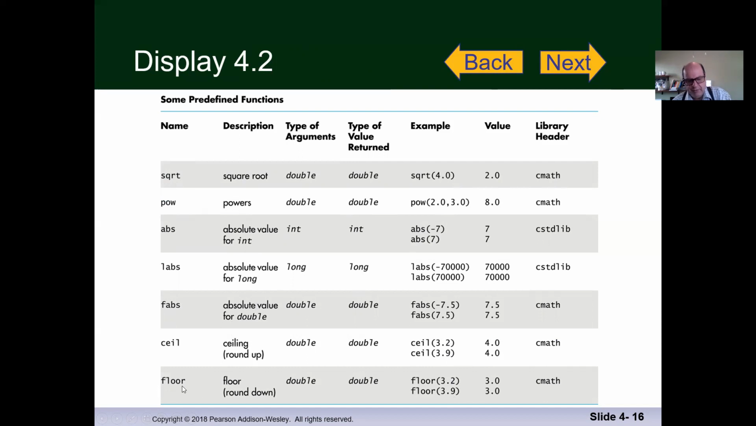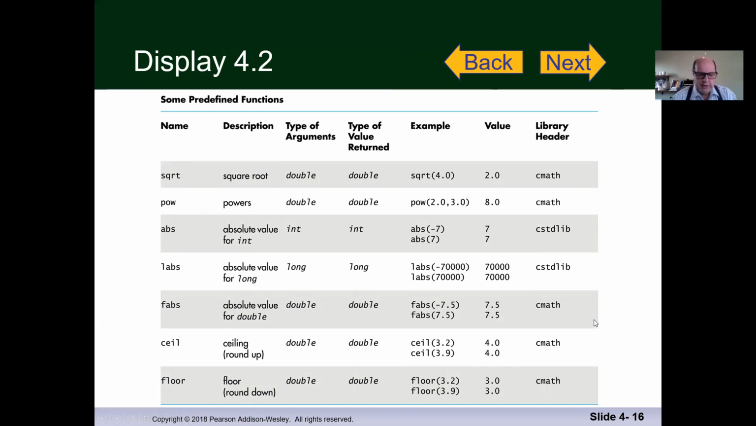The ceiling is going to move your decimal number up, and the floor is going to move it down. Remember we were able to do that through integer, but if I take a float or double and force it to be an integer, I lose the decimal point. But if I use ceiling or floor, it's not going to lose a decimal, it's just going to adjust it. So ceiling of 3.2 becomes 4, ceiling of 3.9 becomes 4, and floor is just going to go down.